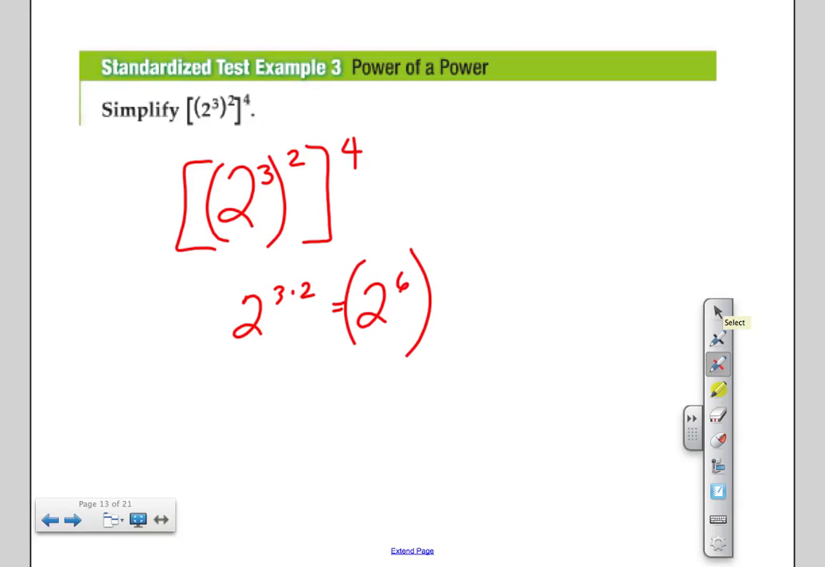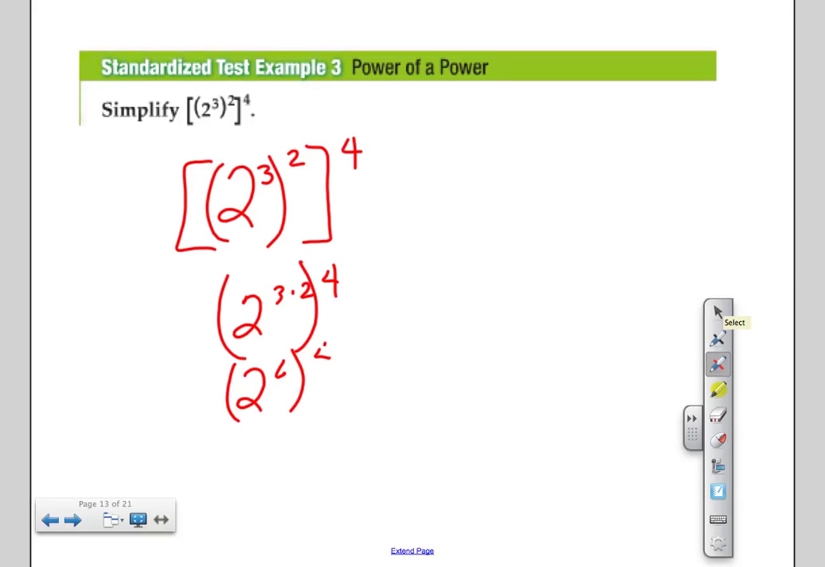And now that, I shouldn't do it that way. Let's not do that equal sign. My bad. 2 to the 3 times 2, then to the power of 4. So that'll be 2 to the 6 times 4, which is 2 to the 24th. And there's your answer.